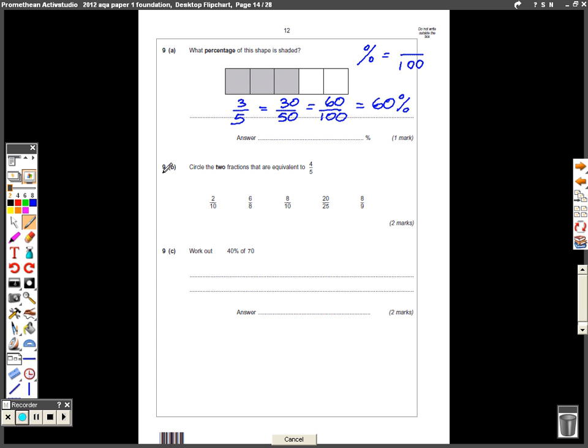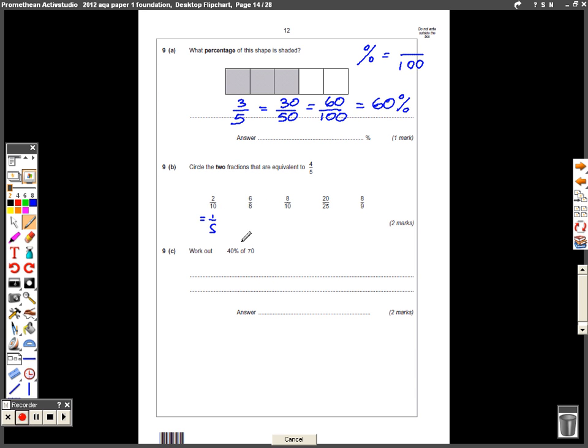9b. Circle two fractions that are equivalent to 4/5. Well, fractions, just like in the one above, I multiplied top and bottom by the same number each time. Firstly, it was multiply top and bottom by 10, then it was multiply top and bottom by 2. The opposite of that would be dividing top and bottom by the same number. So, 2/10, I can see that 2 and 10 are both in the 2 times table, so I could cancel those down by dividing top and bottom by 2 to get 1/5.